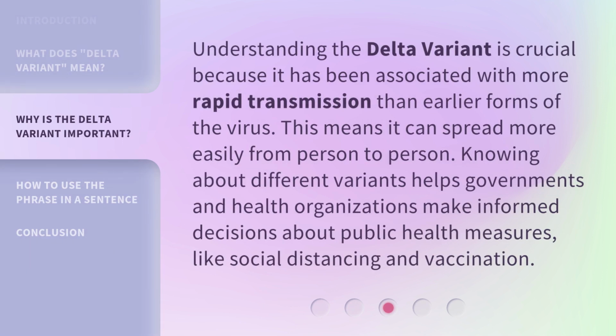Understanding the Delta variant is crucial because it has been associated with more rapid transmission than earlier forms of the virus. This means it can spread more easily from person to person. Knowing about different variants helps governments and health organizations make informed decisions about public health measures, like social distancing and vaccination.